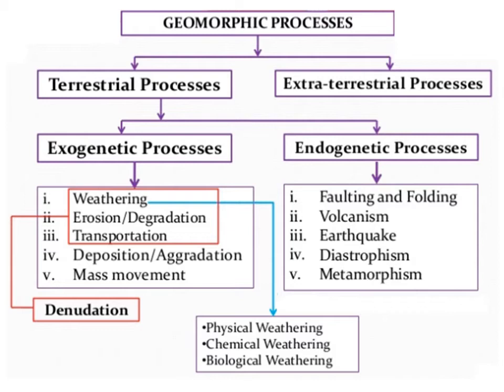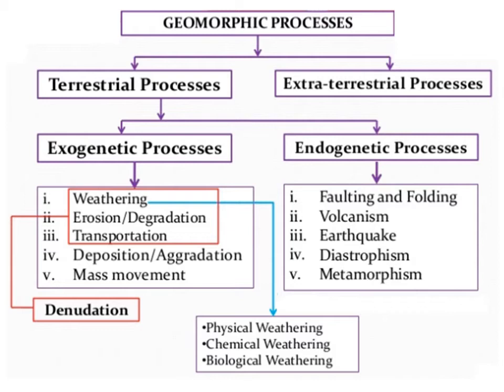Now, terrestrial processes, that means the earth-bound processes, are also of two types: exogenetic processes and endogenetic processes. As the name suggests, exogenetic processes are those that form or originate in superficial conditions, known as weathering, erosion or degradation, transportation, deposition, and mass movement. Now, weathering is of three types, as we all know previously: physical weathering, chemical weathering, and biological weathering. Here a new term comes into our scenario, that is known as denudation. I'll come to this term later.